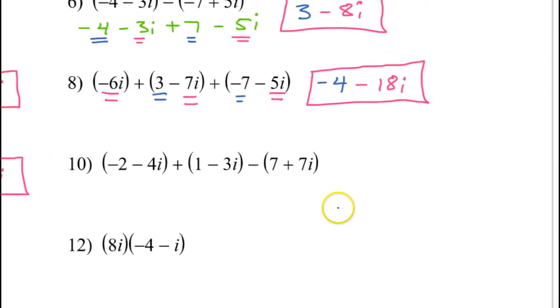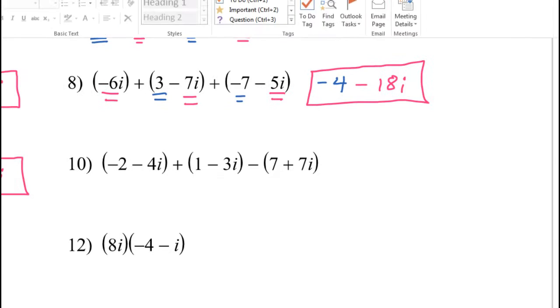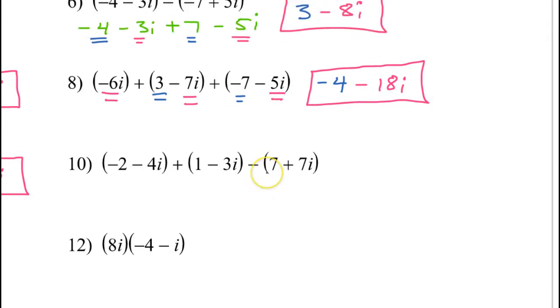Okay, how about number 10? Again, I see a subtraction happening, so I will have to distribute, so I will recopy. So I have my negative 2 minus 4i, that's not changing. I have my plus 1 minus 3i, that's not changing. But then I have negative 7 minus 7i, where I distributed the negative 1.